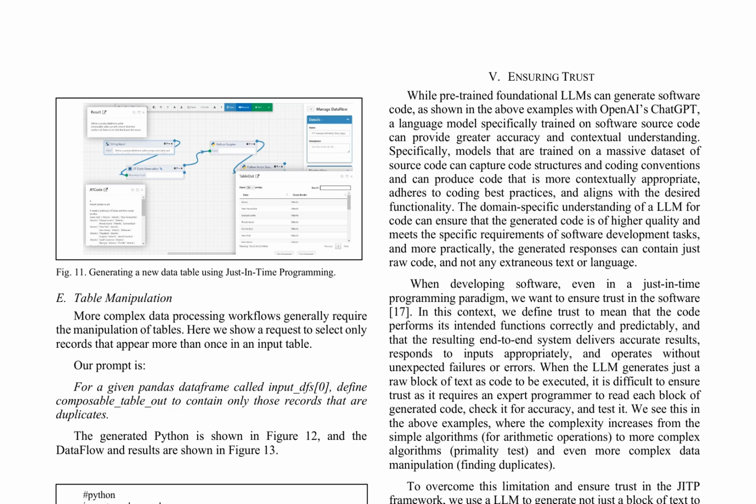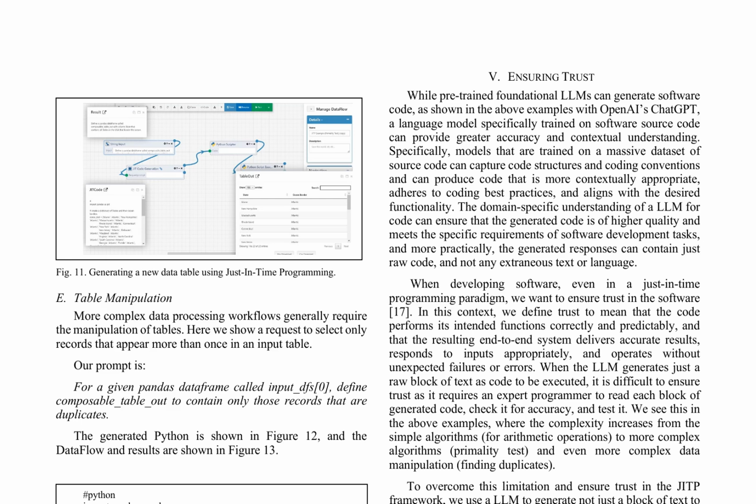The authors emphasize the importance of ensuring trust in software development, particularly in a just-in-time programming paradigm. Trust is defined as the code performing its intended functions correctly and predictably, delivering accurate results, responding to inputs appropriately, and operating without unexpected failures or errors. However, when a language model, LLM, generates raw code, ensuring trust is challenging, as it requires expert programmers to review, check, and test the generated code.